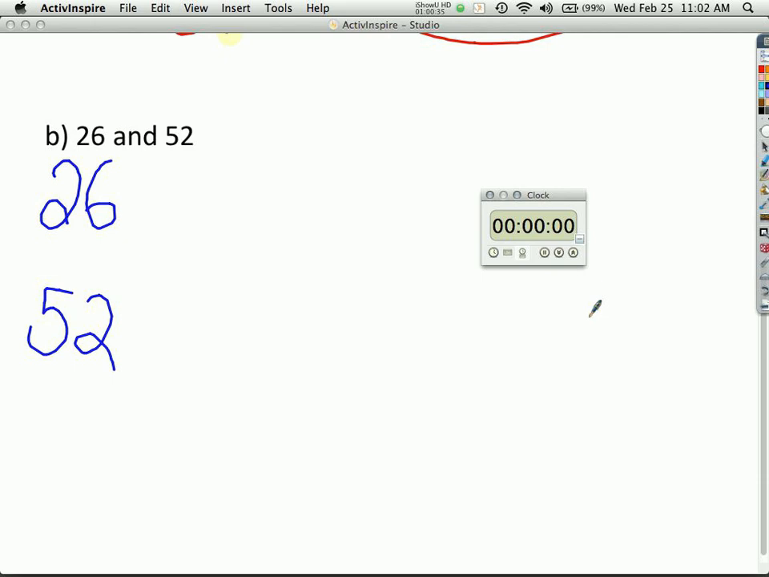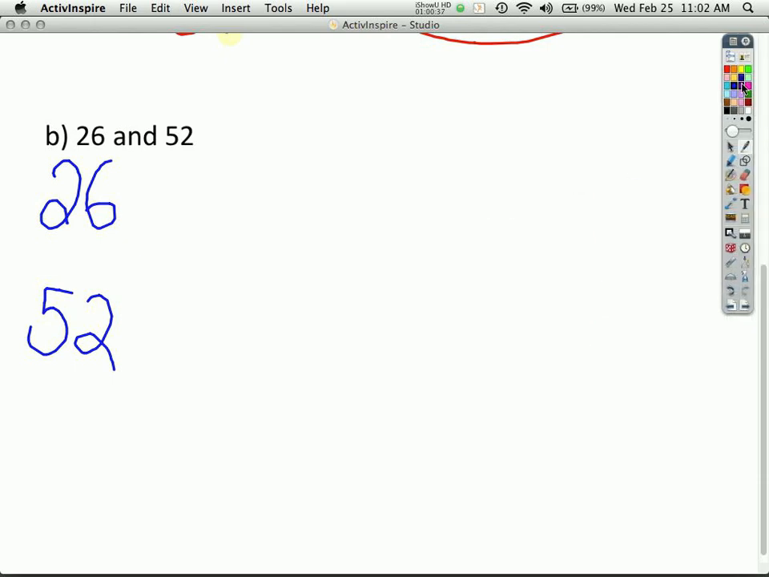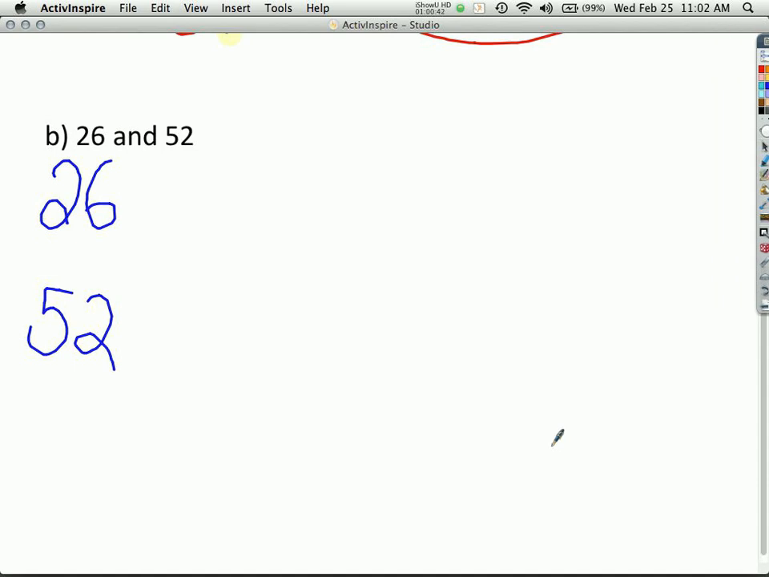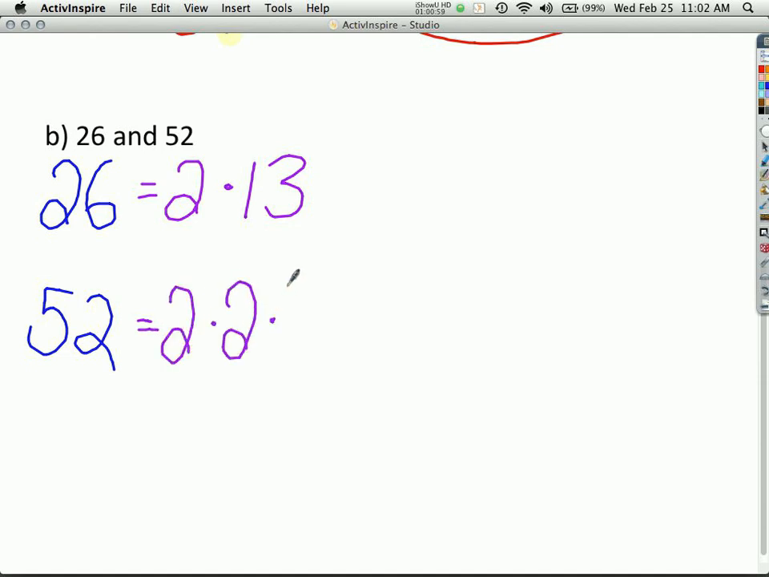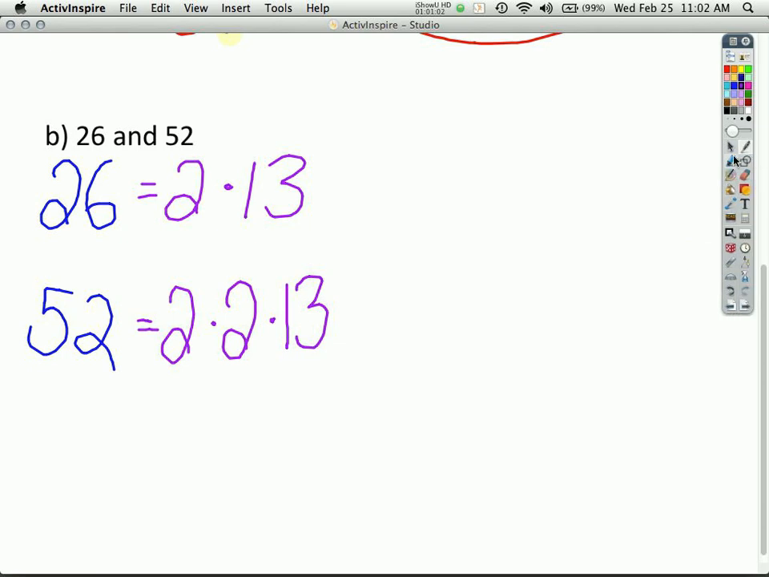Okay, so what does 26 turn into? What does it turn into? Laurel? 2 times 13. What about 52? What does that turn into? Yadesh? 2 times 2 times 13. Now, which factors do they have in common? A 2 and a 13.